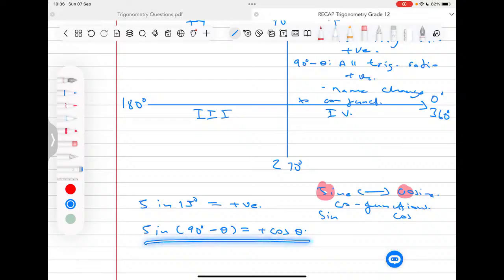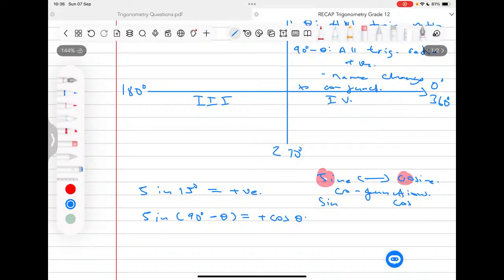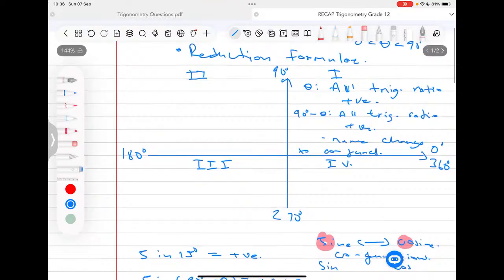That's why we call this a reduction formula, because it took a big angle of 90 minus theta and we wrote it as a small angle of cos theta. So that's how you will define it. Now, you can do this with a cos or with other functions.